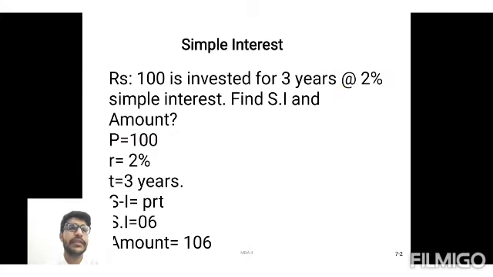Simple interest example: 100 is invested for 3 years at a rate of 2% simple interest. Find the SI amount. P is the invested amount, the principal, R is the rate of 2%, and T is the time, 3 years. SI is PRT, which is equal to 6 amount. It means 6 is added, giving 106.